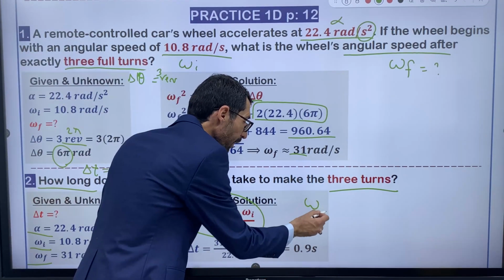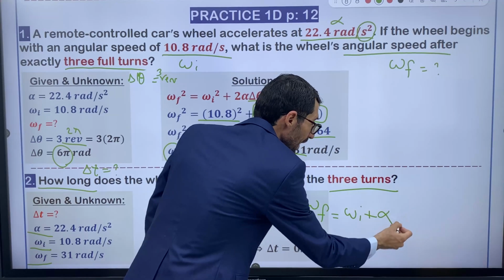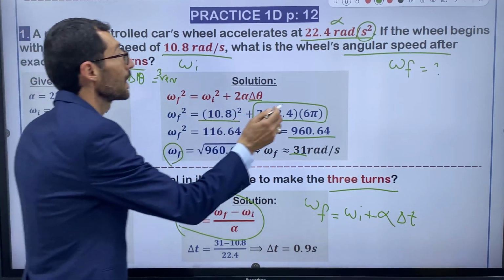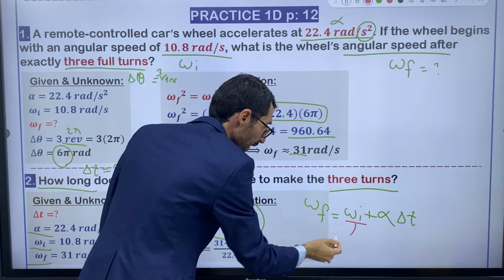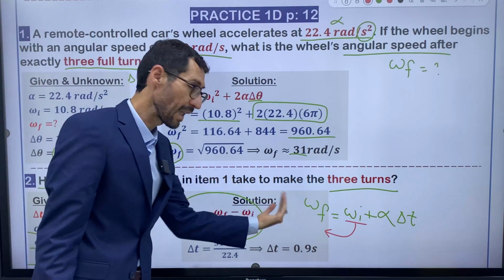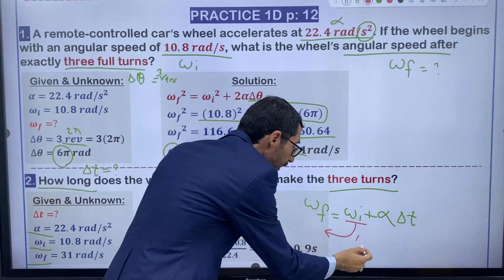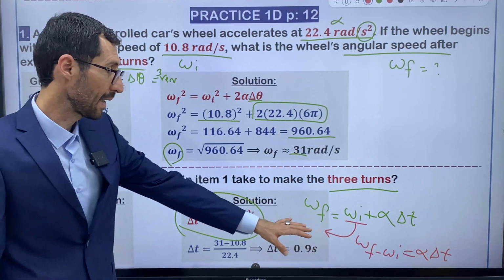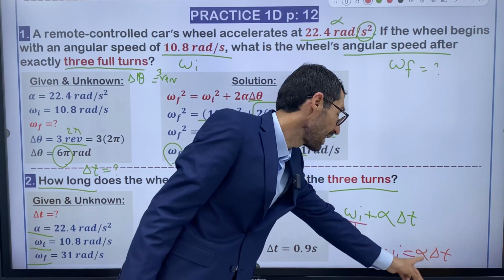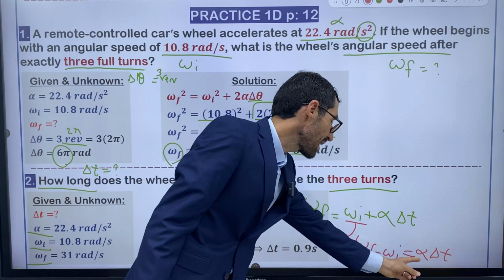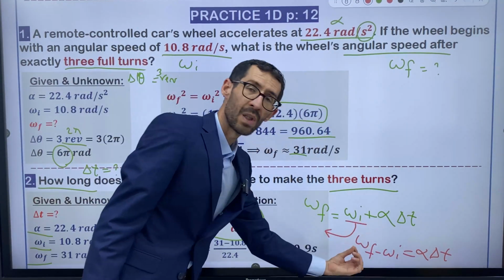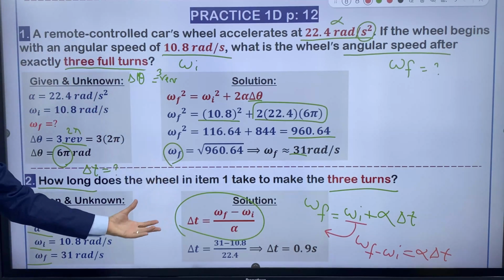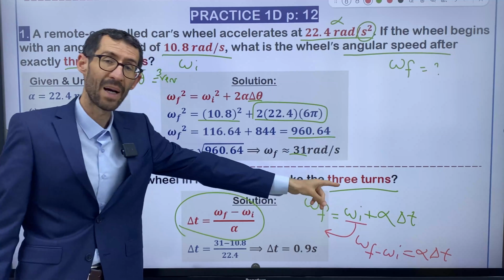Let me write the equation for you. Omega f is equal to omega I plus alpha delta t. So the origin of this equation is this one. Let me prove it for you. Bring omega I to the left side, it becomes negative. So omega f minus omega I is equal to alpha delta t. Now rearrange the equation for delta t. Anything that multiplies the variable goes down. It means alpha goes down, and the other term goes to the numerator. So delta t is equal to omega f minus omega I over alpha. It's not a new rule, it's just a rearranging of one of the kinematic equations.